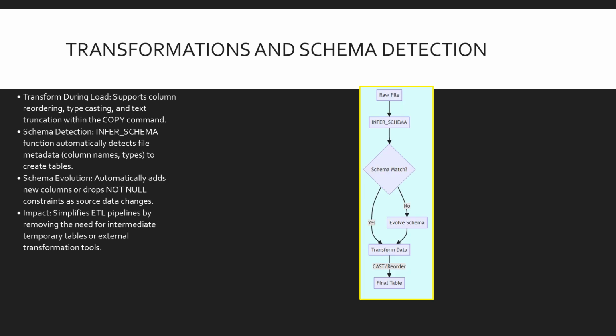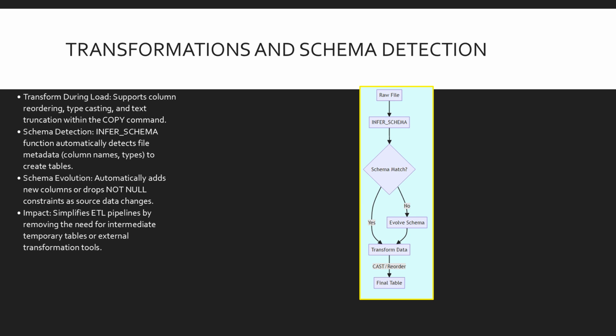A critical feature to define is Snowflake's ability to transform data during the load. You don't always need an external ETL tool. With the copy into command, you can use select statements to reorder columns, cast data types, or truncate strings on the fly. We also have schema detection using infer schema to automatically figure out your file structure. Furthermore, schema evolution can automatically adapt your target table if the source data adds new columns, significantly reducing pipeline breakage and maintenance overhead.